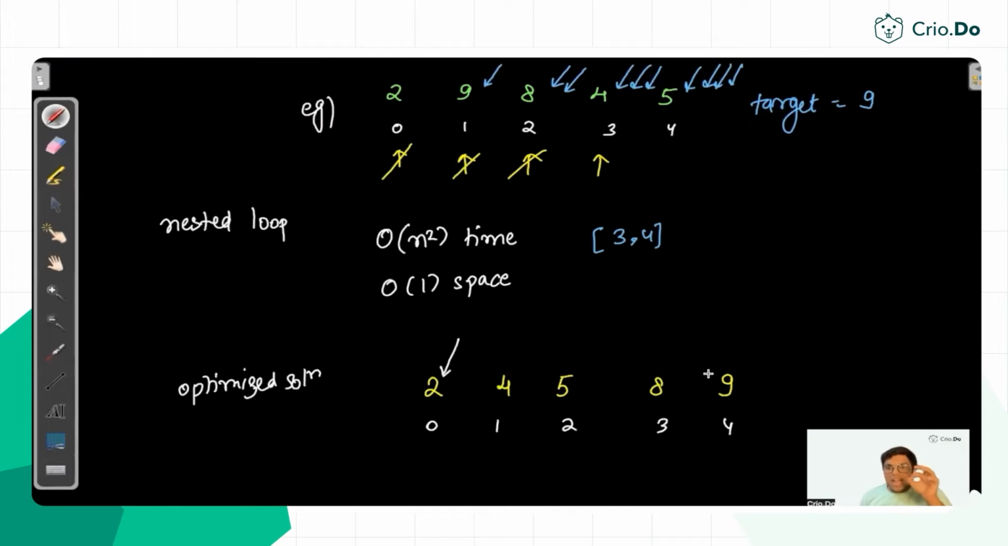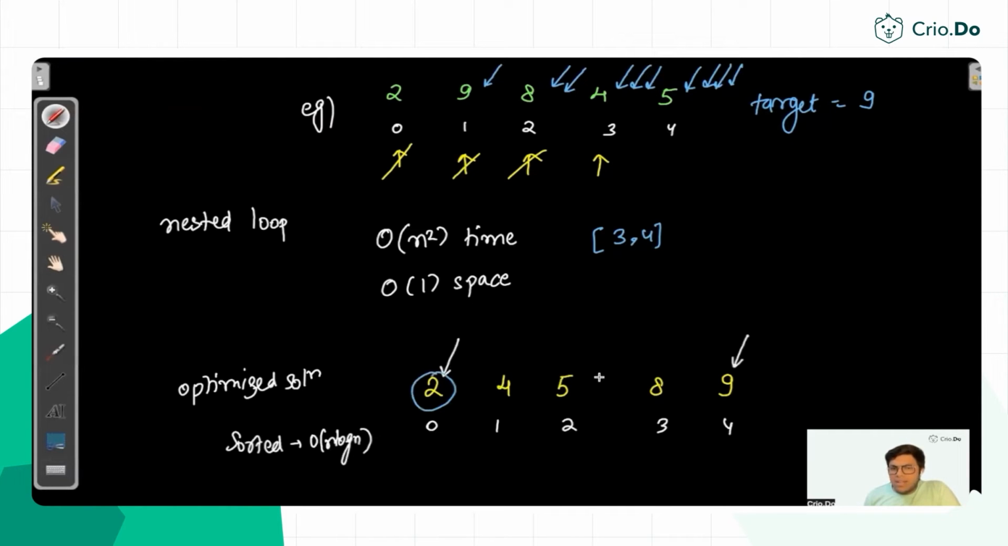But there is a slight change. What is that slight change? The first pointer, not the first loop, should run from left to right only. But what if the second pointer runs from right to left? Will it help me in optimizing the time complexity if I have already sorted? What is the time complexity to sort? It is n log n. But after sorting, am I able to do better than n square? That is the main game.